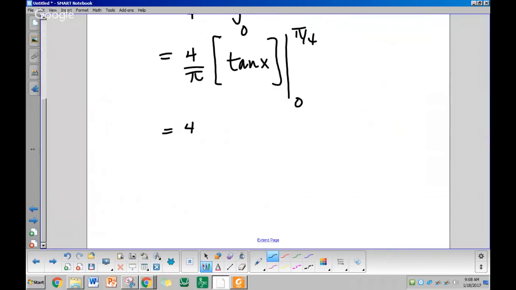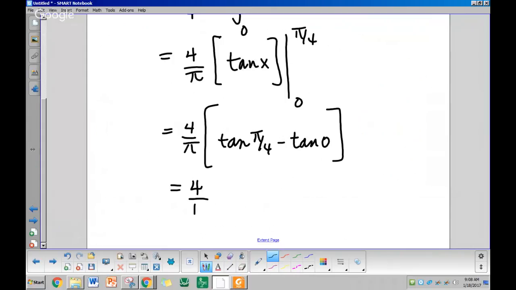So this is going to be 4 over pi times the tangent of pi over 4 minus the tangent of 0. And due to that wonderful, amazing pre-cal teacher you have, you know what the tangent of pi over 4 is, right? That's 1. So that's 4 over pi times 1.